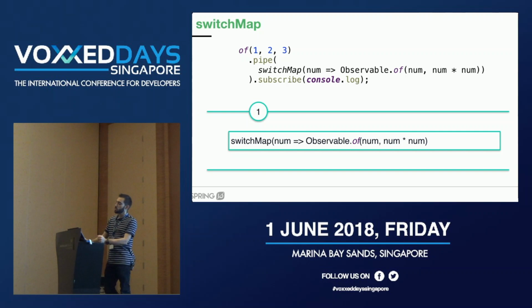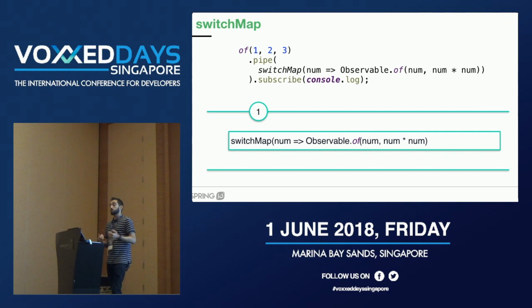So let's talk about switchMap. SwitchMap basically takes values from the initial observable, and as the name says, it switches to another observable. In this example, we create an observable of 1 to 3. When these values are emitted, like 1, we're going to switchMap those values into another observable, which will emit 2 values. The first one is the same value, and the second value will be the value multiplied by itself.